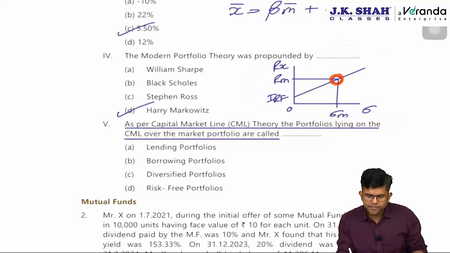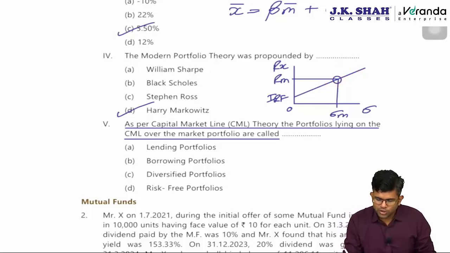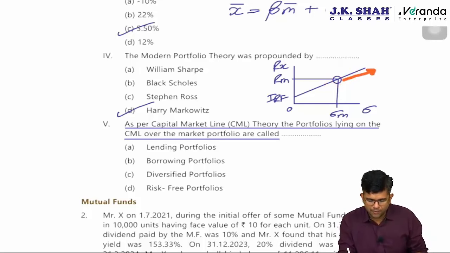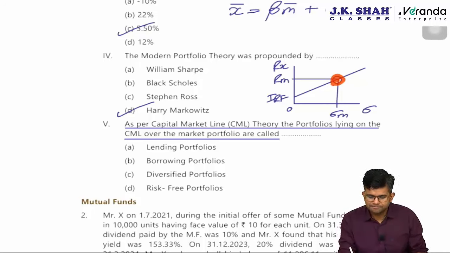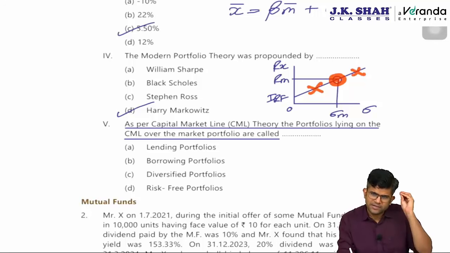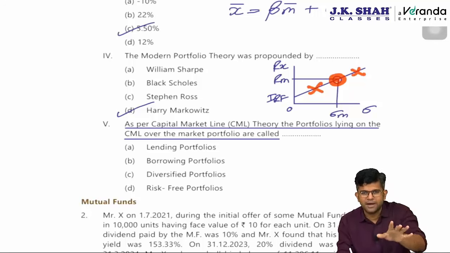Now over, does it refer to above or on it? That was one confusing point. So if it would have been above the market portfolio, then students, the answer would have been borrowing portfolio. But over here, over means on this only. So on the market portfolio if you are lying, then do you realize it is neither a lending nor a borrowing portfolio. It is a market portfolio. Market portfolio means you are taking your money and investing in the market only, in various shares of the market.